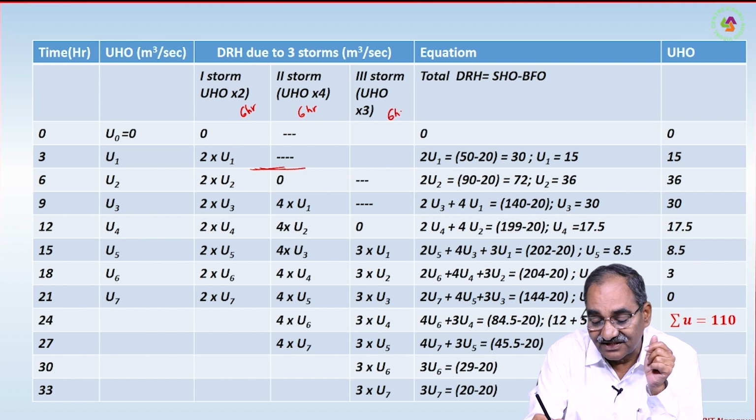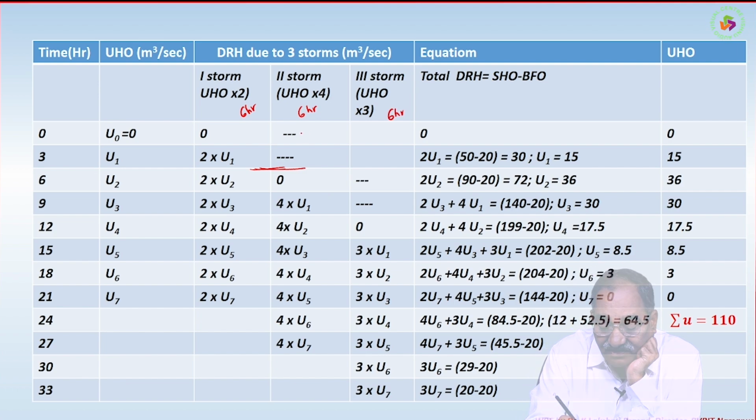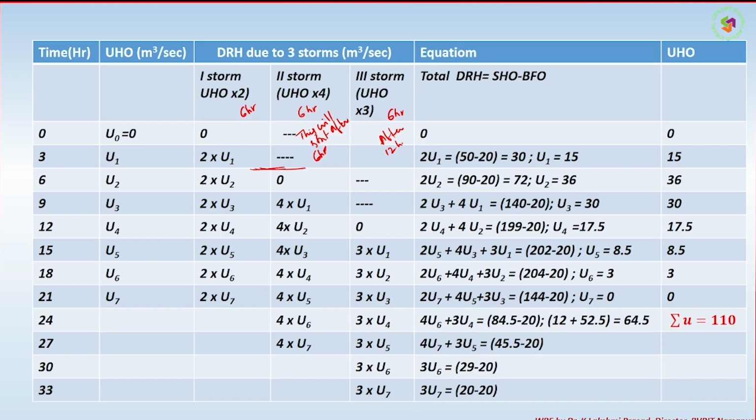Then this starts after 6 hours. And this is for 6 hours. But this will start after 6 hours. And this will start 6 plus 6, after 12 hours. So that's why I put it here. Then the rest is as it is. The only thing is I multiplied the unit hydrograph ordinates with this effective rainfall. The third storm, when does it start? Again after 6 hours from here, so it starts at 12 hours. Fine. Then multiplied by 3.